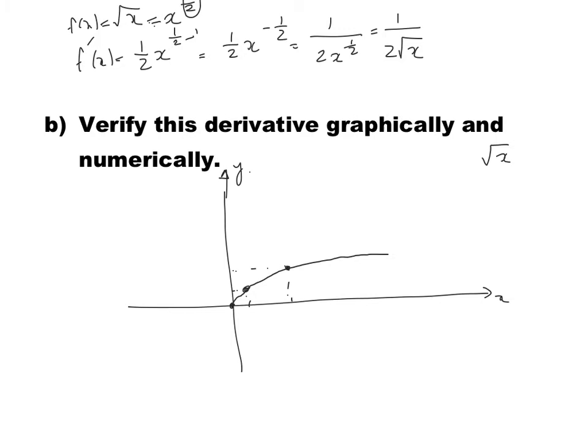Now let us plot f prime of x, which is 1 over 2 square root of x. When x is 0, you can see that 1 over 0 is going to give us infinity, so it's going to be somewhere around here when x is 0. When x is 1, here we are going to get 0.5. When x is 4, which is here, we are going to get 1 over 4, which is 0.25, very close to x-axis, so we're going to get a graph which looks like this.